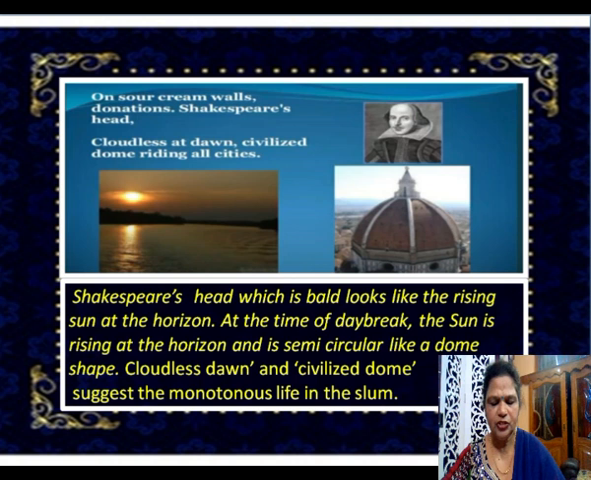Now the next line. Shakespeare's head, cloudless at dawn, civilized Rome, riding all cities. Shakespeare's head. This head is bald and looks like the rising sun at the horizon. At the time of daybreak, the sun is rising at the horizon and is semicircular, like a dome shape. Now, cloudless dawn and civilized Rome suggest the monotonous life of all these children in this slum area.